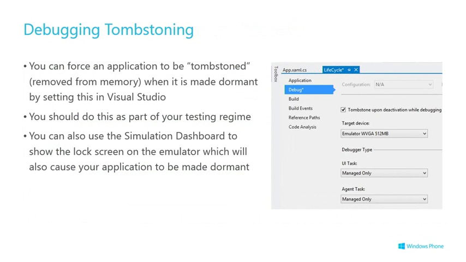So you need to debug this thing, of course. And the way you can do that is go into the project properties on the debug tab, and there's a checkbox you can set so that, instead of being dormant when you get deactivated, it's going to tombstone your app. So this allows you to debug these situations.